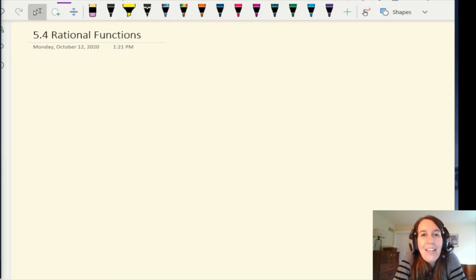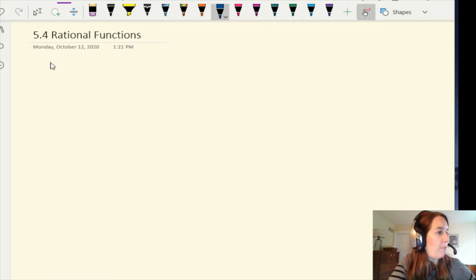Okay, now we begin our discussion of rational functions. And we're moving on from polynomials to another type of function. And we're going to analyze the graphs of those functions and many things about them. So you spend two sections on rational functions, both 5.4 and 5.5. So this is the introduction to them.